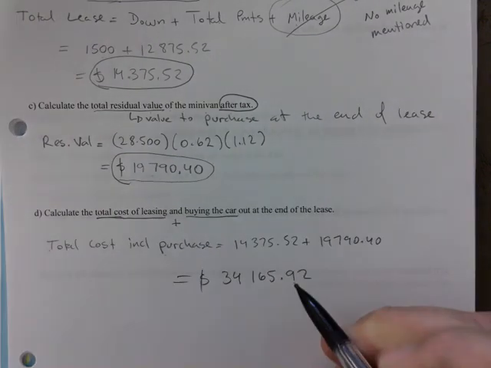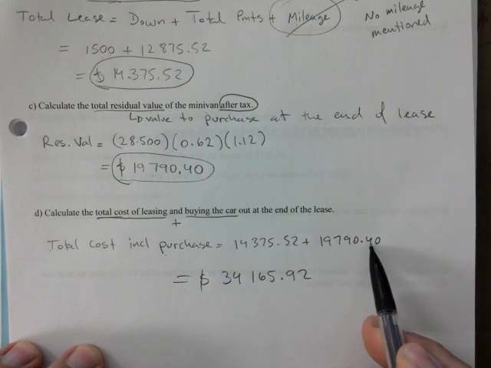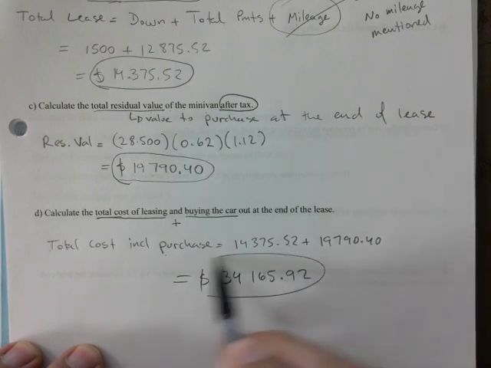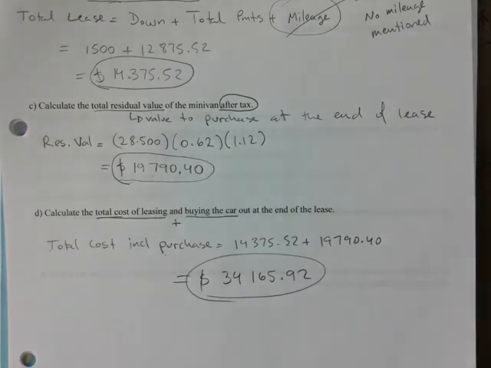34,165.92. I'm just checking, 52 and 40 is 92, so at least that part should. So you end up paying 34,000 for this car if you lease it and then buy it, okay? Which is more.